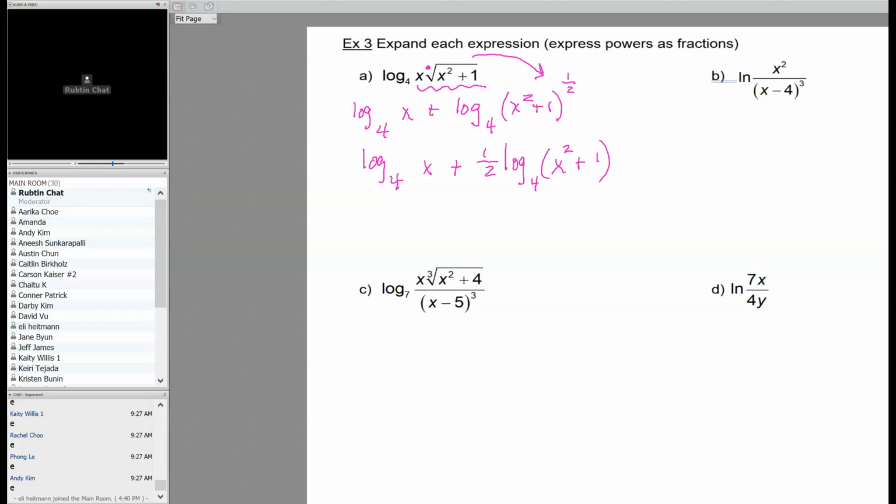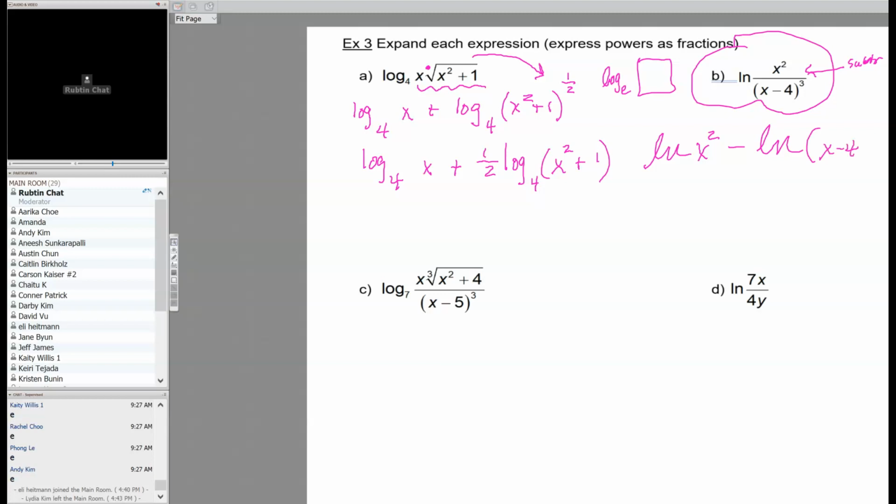That's terrible. All right. The only difference between B and A is I've got ln. Well, not the only difference. Remember, ln, if that bugs you, you can just write log base e of whatever. Okay. So let's pull this one apart. Division means subtraction. So this is ln x squared minus ln of x minus 4 to the third.